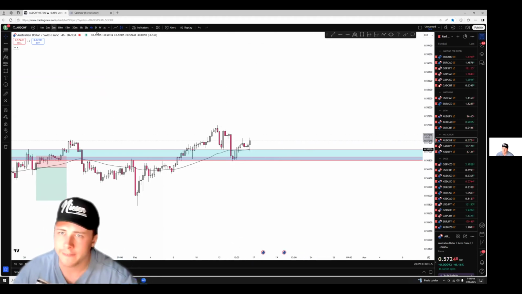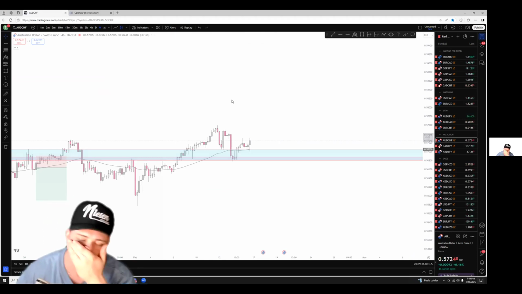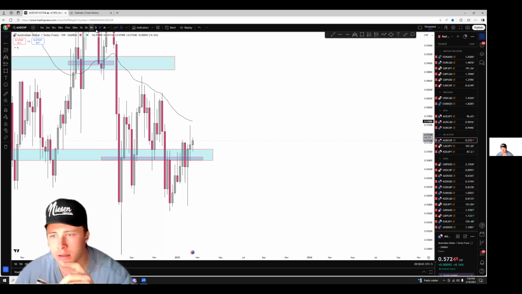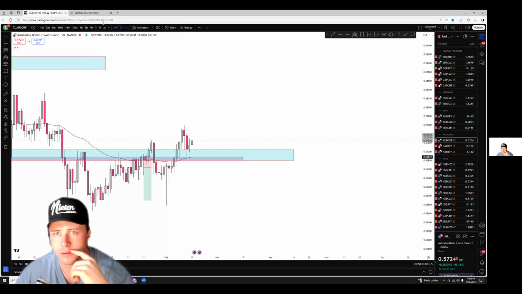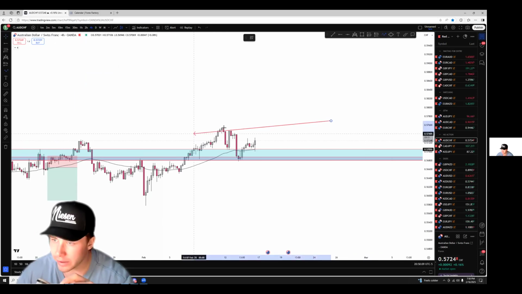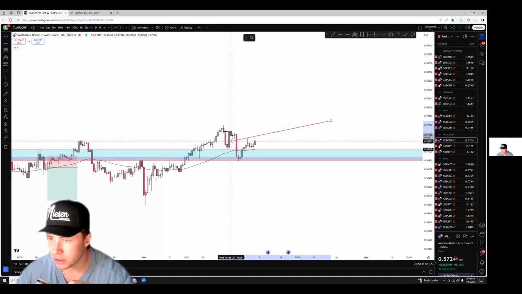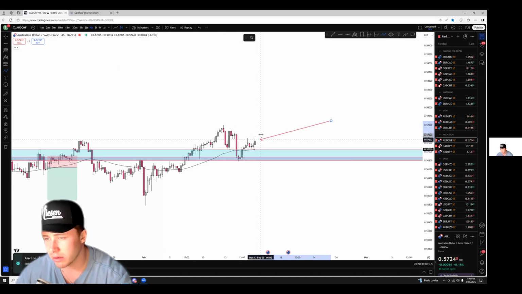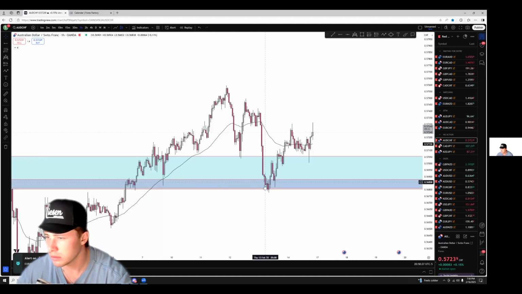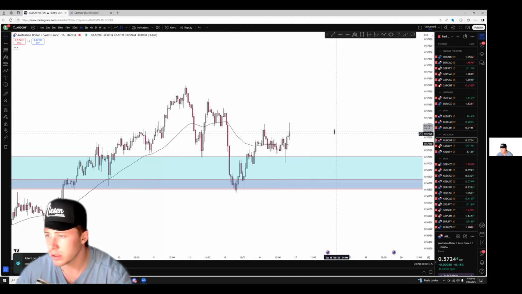So let's break it down a little bit better. Weekly is bullish. Daily is bullish. 4 hour is bearish. Higher high, higher low. Shift to structure, lower high, lower low, lower high, lower high, even lower low. Now we're coming back to retest to have a shift to structure. 1 hour, bullish.